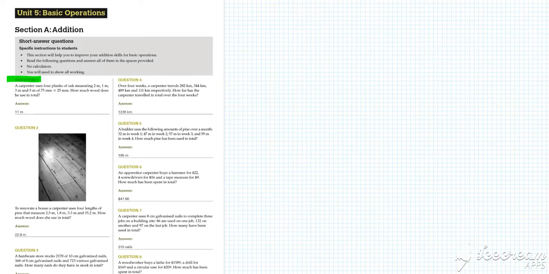Question 1 says a carpenter uses 4 planks of oak measuring 2 meters, 1 meter, 3 meters, and 5 meters of 75 by 25 mils. So that's the dimensions of the wood. How much wood does he use in total? Here, what they're asking us to do is to look at adding these lengths. So for A, we've got 2 plus 1 plus 3 plus 5, and then we get our 11 meters, and we make sure we put the units on the end.